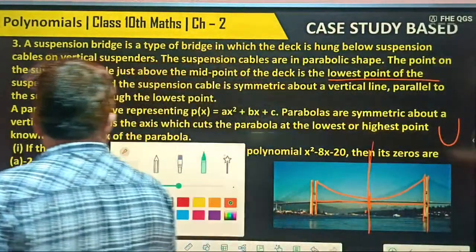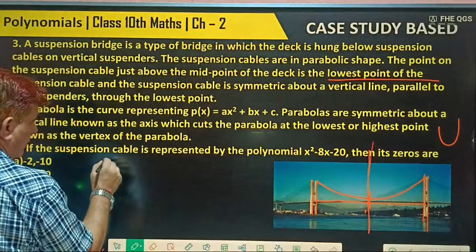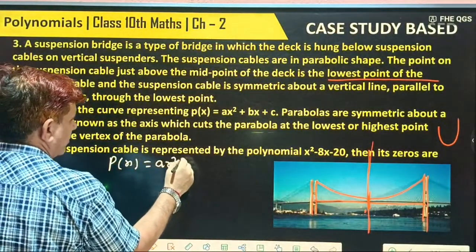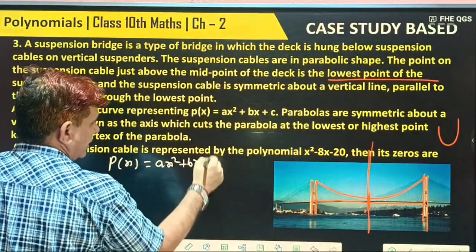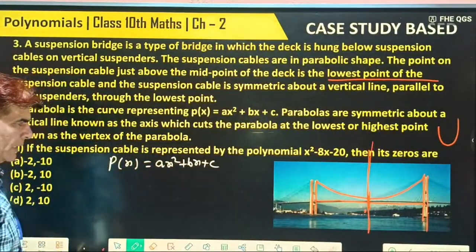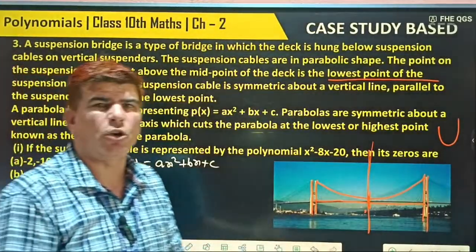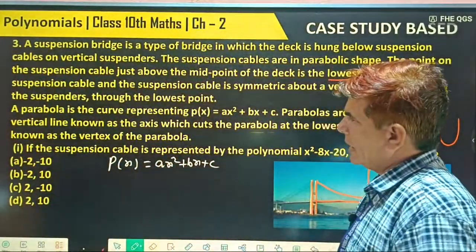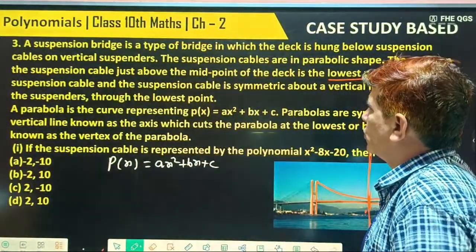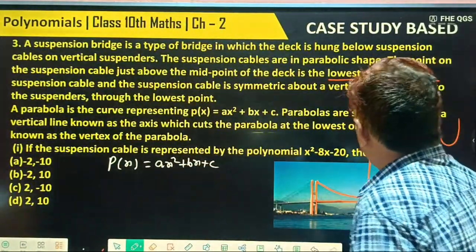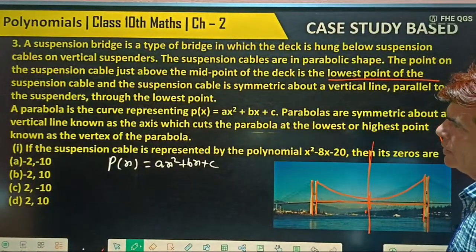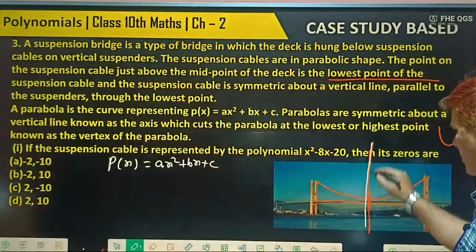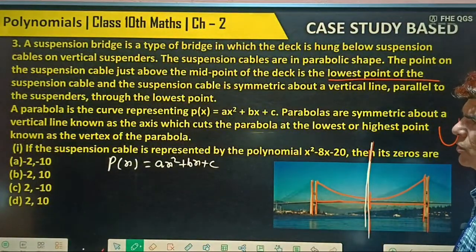Now come to the topic, try to understand. So our equation is like this, p of x equals a x square plus b x plus c. This is the standard equation of a quadratic polynomial. Parabolas are symmetrical about a vertical line known as the axis, which cuts the parabola at the lowest or the highest point, known as the vertex of the parabola. So like this cutting, that is known as the vertex of the parabola.